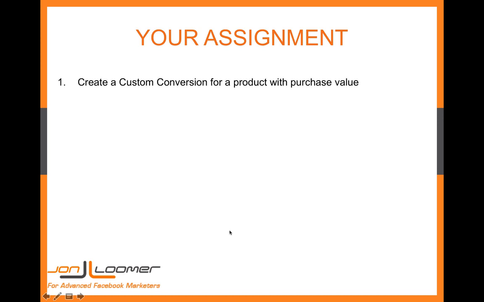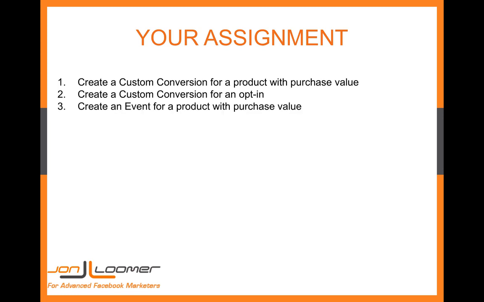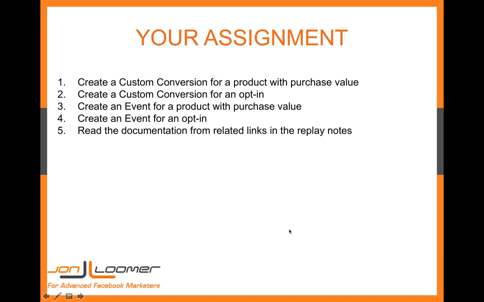But first of all, create a custom conversion for a product with purchase value. Second, create a custom conversion for an opt-in. Third, create an event for a product with purchase value. Four, create an event for an opt-in. And understand, you can use a third-party tool like Pixel Caffeine, whatever you're using for this as well, if that makes it easier. I just want you to go through this process to start doing it.